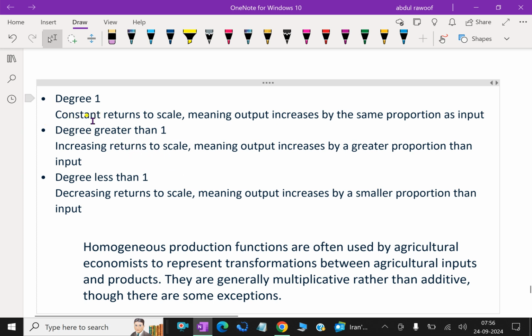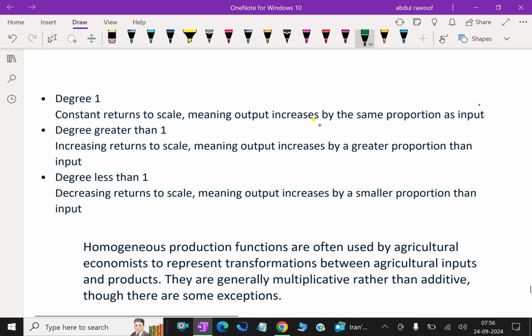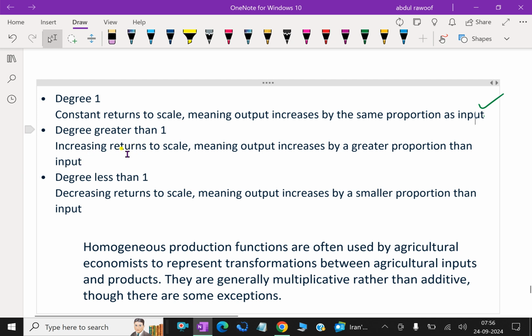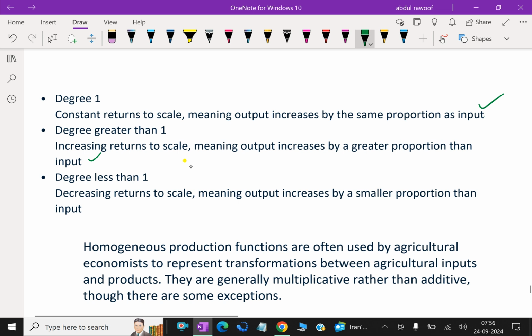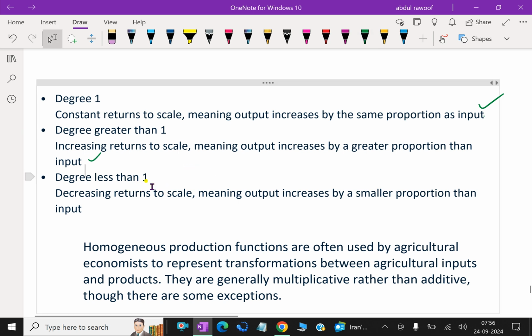First one, degree 1, is constant returns to scale, meaning output increases by the same proportion as input. Next one, degree greater than 1. What is that? Increasing returns to scale, meaning output increases by a greater proportion than input. Next is degree less than 1. What happens? Decreasing returns to scale, meaning output increases by a smaller proportion than input.